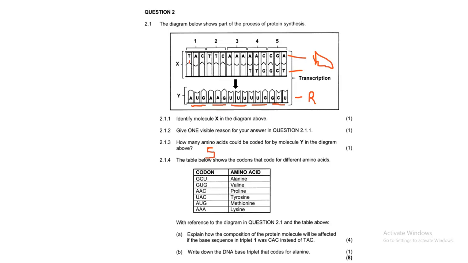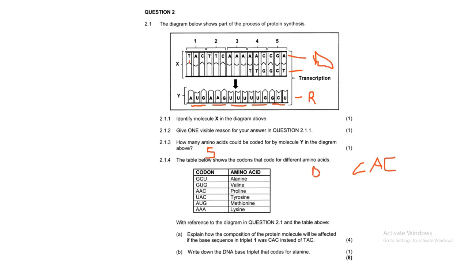Okay. They're giving us in 2.1.4 a table which has codons and different amino acids. Okay, fine. So with reference to 2.1, which is this diagram, they're telling us that now we are forming CAC, maybe due to a mutation or a change in the sequence. It could be a mutation. Instead of having TAC, we're having CAC. So now we know our DNA molecule is CAC. Let's put a D so that that's our DNA.